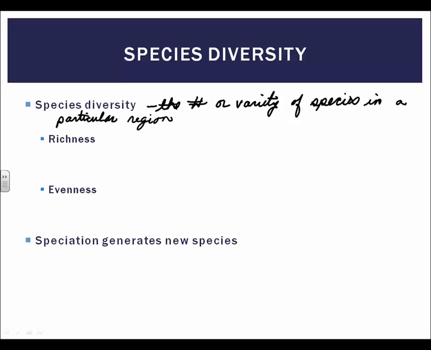We have something called richness. This is purely just the number of species. How many different species do we have in this particular rainforest? 330. That's how many different ones. But another factor that's important with species diversity is something called evenness. And this is essentially the relative abundance.